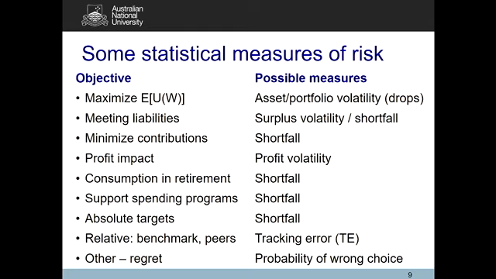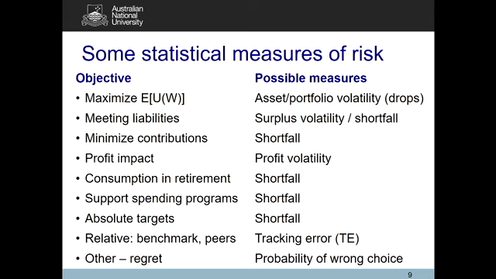If you care about consumption in retirement, supporting spending programs, or absolute targets, then these are all very specific goals. It's not about volatility so much as not meeting your goals. It's shortfall in each one. If you use consumption in retirement as an example, we have this thing that we like to call a replacement ratio. Now, a replacement ratio is essentially the proportion of your pre-retirement income that you'd need to maintain the same or a very comfortable standard of living in retirement.